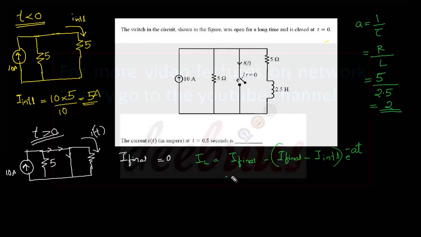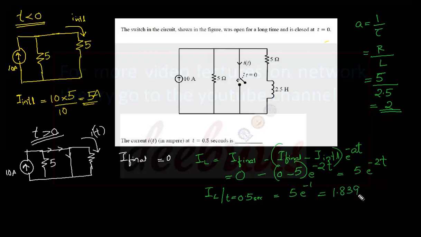Now we can substitute all the terms. I final current is 0, minus, I final again 0, initial current is 5 ampere, into e raised to minus 2t, right? That is 5 e raised to minus 2t. We have to calculate at t equal to 0.5 seconds. So IL at t equal to 0.5 seconds equals 5 e raised to minus 1. So that turns out to be 1.839 ampere. 1.839 ampere is actually the discharging current flowing in this path.